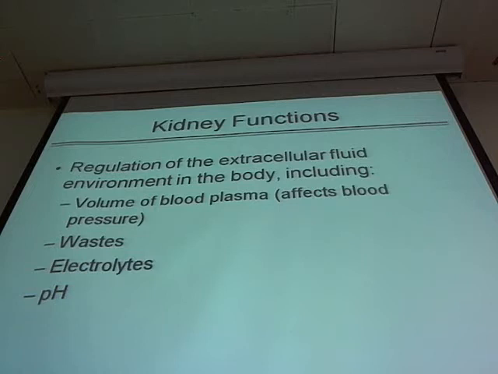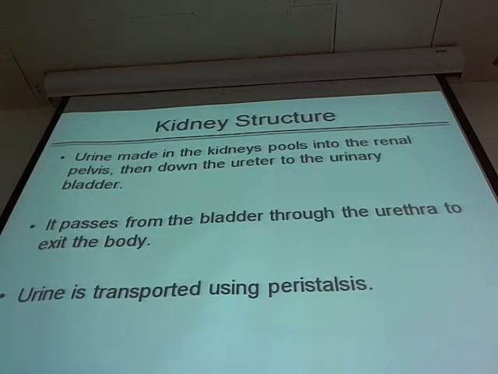Regulation. Functions of the kidney. Regulation of extracellular fluid, volume of plasma, blood pressure, waste, electrolytes, pH. And if you remember the quiz, that's all of the above. Urine is made from the kidneys, pools in the renal pelvis, down to the urinary bladder. Passes from the bladder into the urethra, transported using peristalsis. What's peristalsis? Everything moving of stuff through a tube.